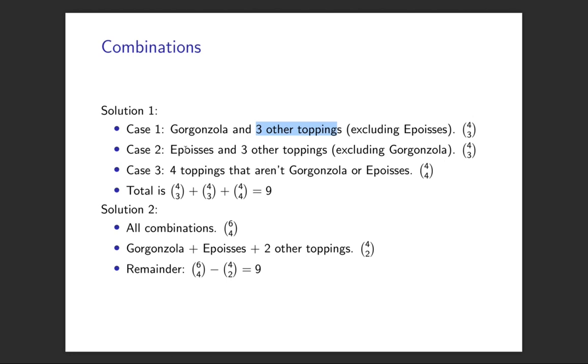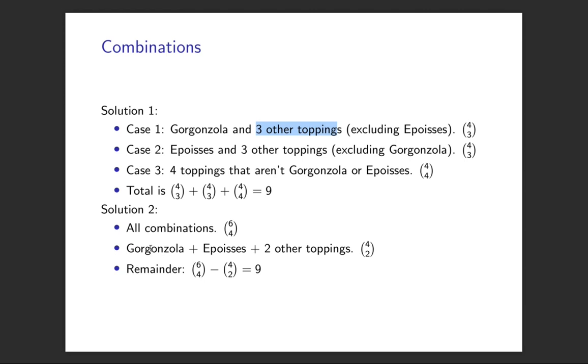Now, when we can enumerate the settings, so it's just 3 here, and it's not too many, then this is a reasonable strategy. But if the constraints mean that there's a lot of these and it's getting messy, maybe you should think about this second strategy. And here we're going to do a subtraction. So there's 6 choose 4 ways, ignoring the constraints, that we could choose 4 toppings out of 6. Now let's calculate the ones that aren't allowed.